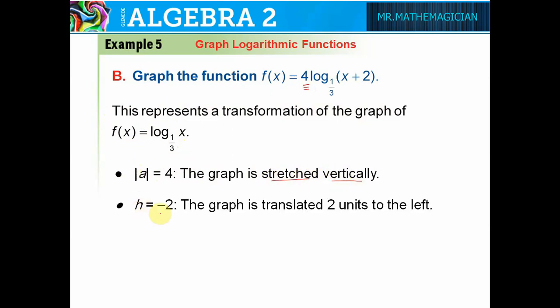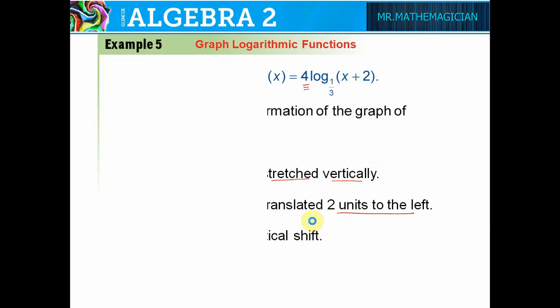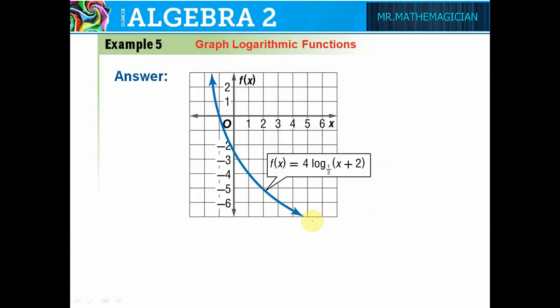The value of h is -2 because we changed the sign, so the graph is translated 2 units to the left. Positive means 2 units to the left. No k value, k equals 0, so there is no vertical shift, and the curve will take this shape.